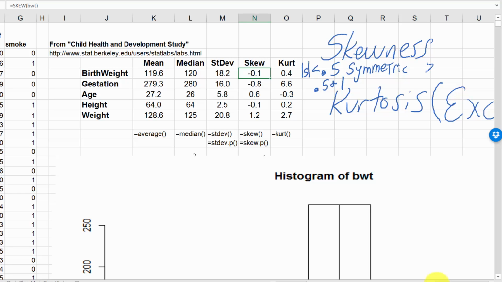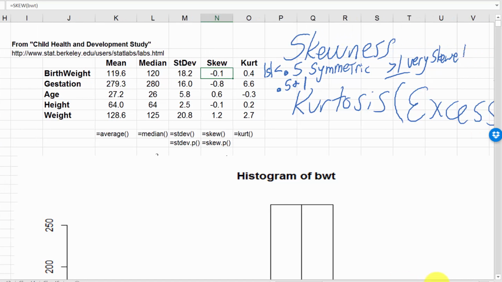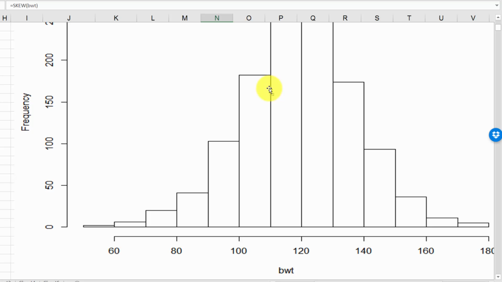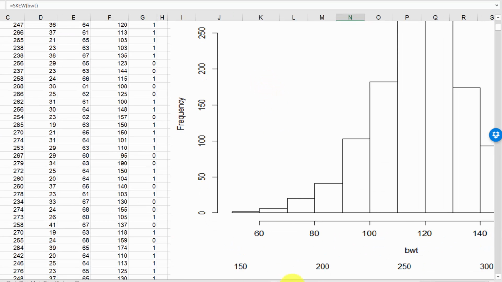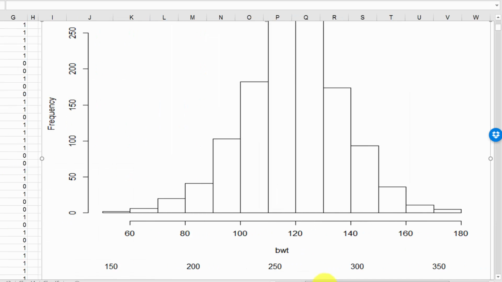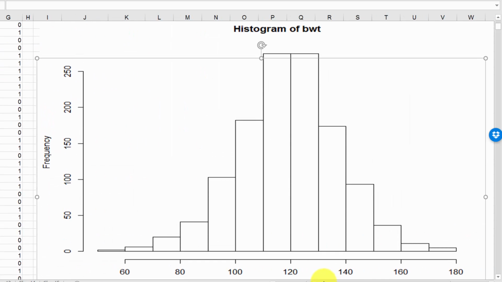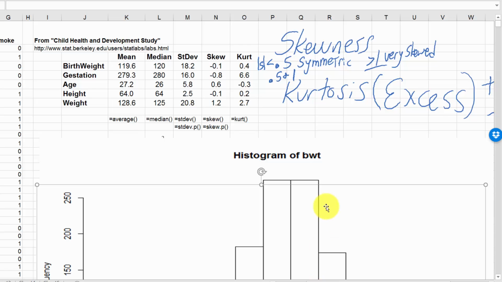If skewness is greater than 1, we say there's a lot of skewness, very skewed. This is just a rule of thumb that some people use. So very skewed if it's bigger than 1. Since this number is very small, close to zero, less than 0.5, we would expect to see a histogram that is pretty symmetric here, as we see. Now, what about kurtosis?